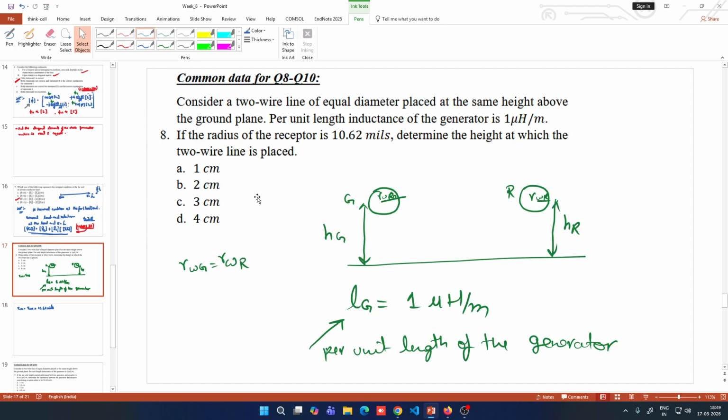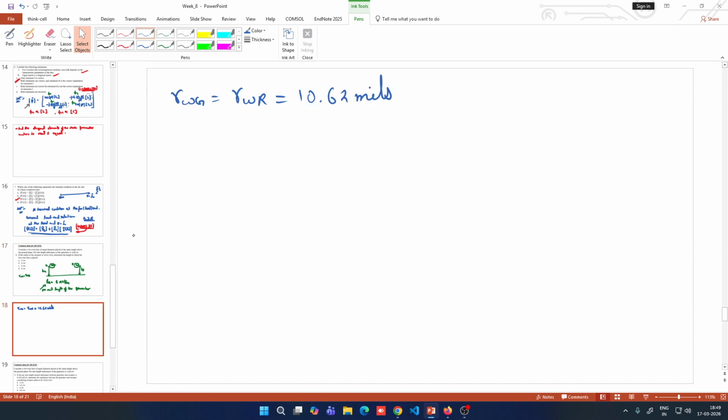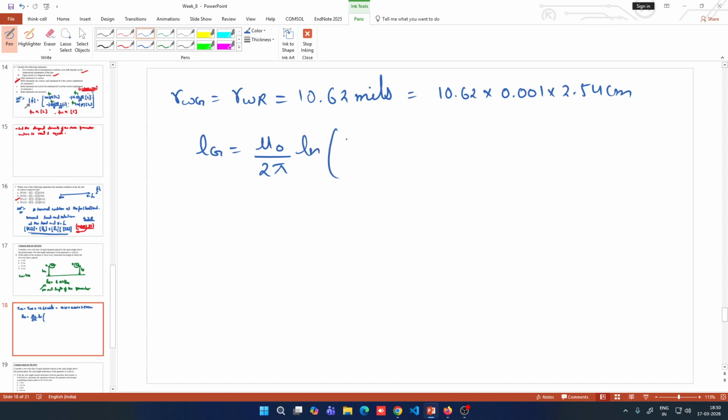Now in the problem what we have to find is Hg and Hr, both are the same, so we have to find this height above the ground. We convert 10.62 mils into centimeters: 10.62 times 0.001 times 2.54 centimeters, and in the problem Lg is given. We know the formula for Lg: Lg is given by mu naught upon 2 pi ln of 2 times Hg by Rwg.